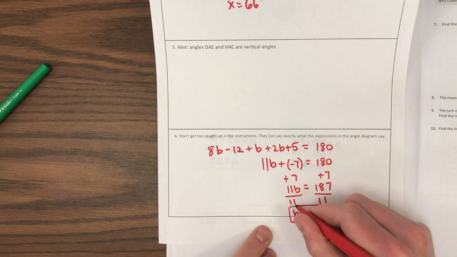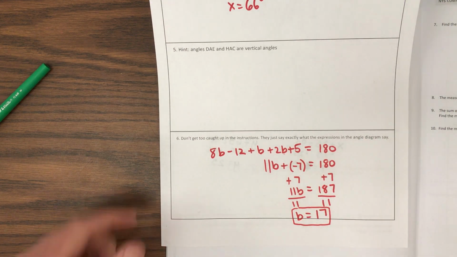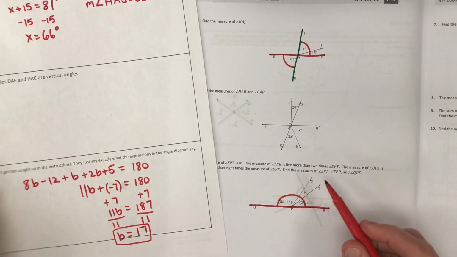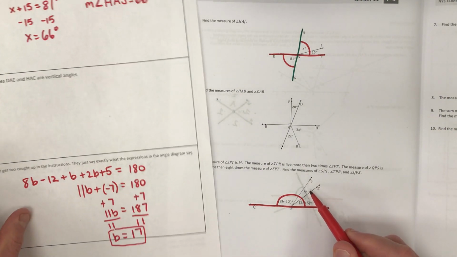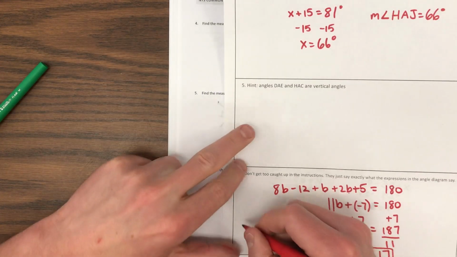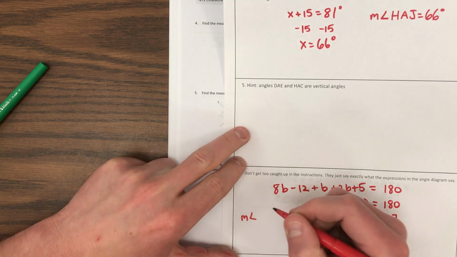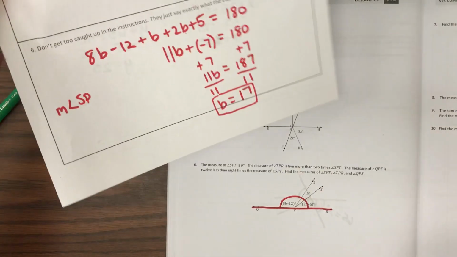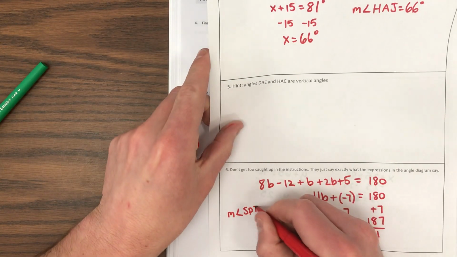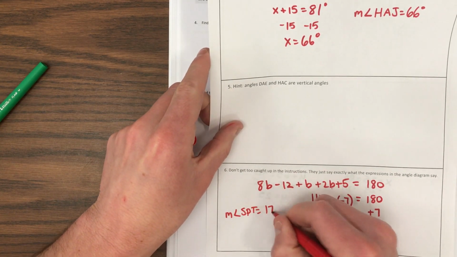I'm not done yet though. I've only figured out that the variable b equals 17. So that gives me the measure of angle SPT, because that one's just b degrees. So I can write that. The measure of angle SPT, yep, equals 17 degrees.